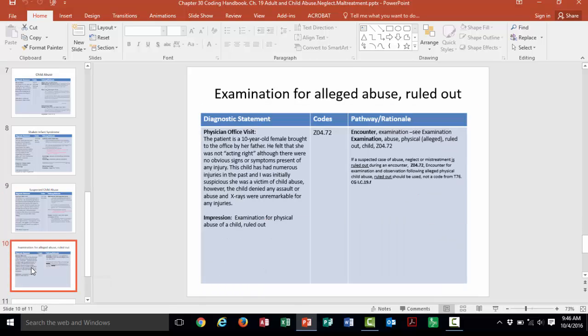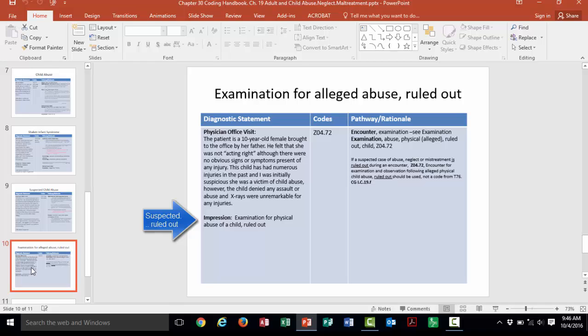Now let's look at using those Z codes. Physician office visit. Patient is a 10-year-old female brought to the office by her father. He felt that she was not acting right, although there were no obvious signs or symptoms present of any injury. The child has had numerous injuries in the past, and I was initially suspicious she was a victim of child abuse. However, the child denied any assault or abuse, and X-rays were unremarkable for any injuries. Impression: examination for physical abuse of a child, ruled out.